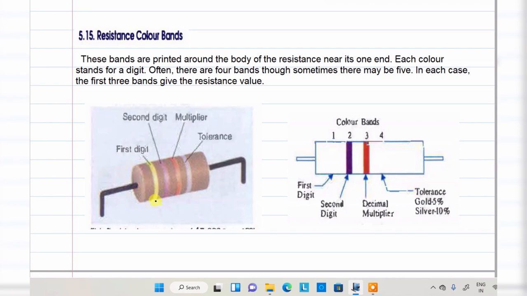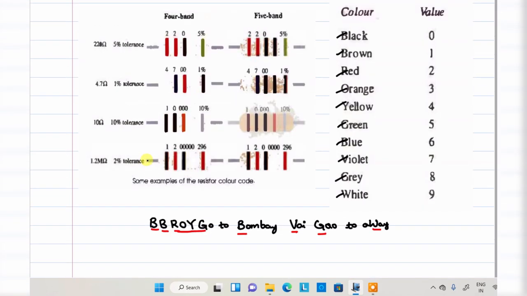So here, how many bands are there? 1, 2, 3, 4, 4 bands are there. Here also 1, 2, 3, 4 bands are there. That means in the case of color bands, maybe 3 bands are present, 4 bands are present, or 5 bands are present. So what each band represents, we'll see. See here, these bands are printed around the body of a resistor near the end. Each color stands for a digit. Every color stands for a digit. Just now we saw some values: black 0, brown 1, red 2.